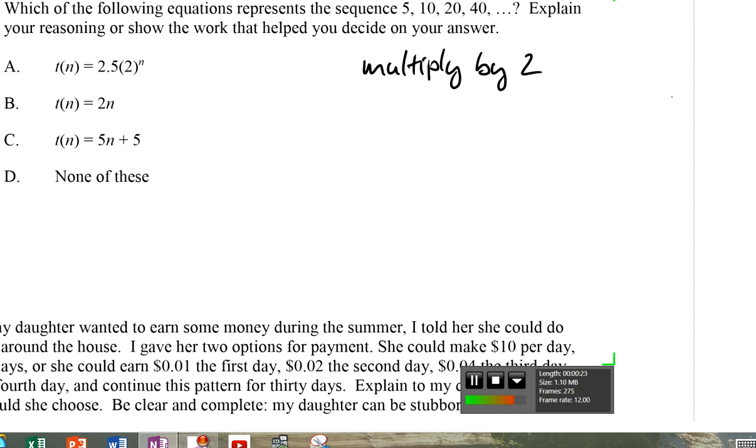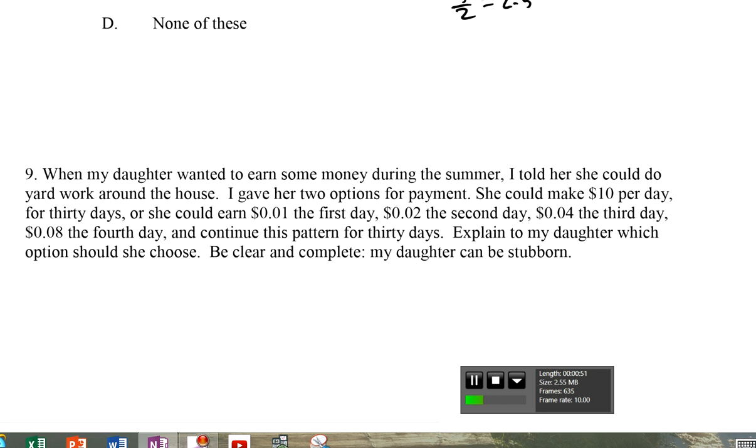Now, if you look going forward, I'm multiplying by 2. That means my 0th term would have to be 5/2, which is 2.5. But I like to write it as 5/2, even though the answer doesn't have it that way. So you can see, guys, this is exactly it. Here is my 0th term of 2.5. My multiplier is 2, and I'm raising it to the nth power. So definitely A is the correct answer for number 8.